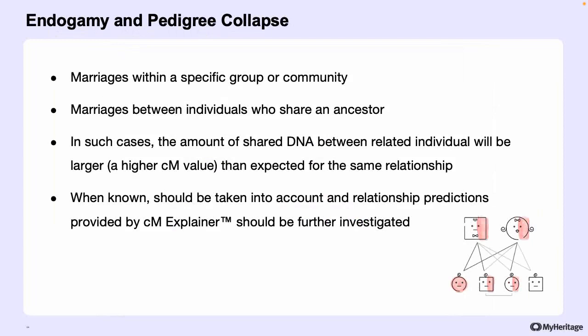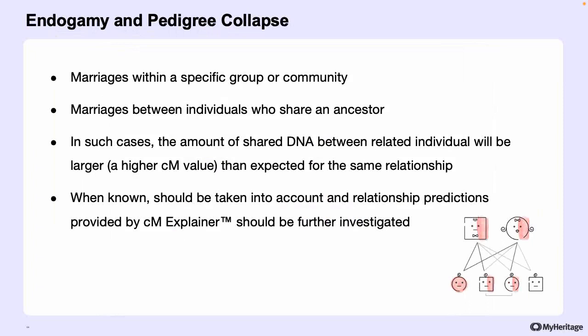And what happens when there are marriages and offspring inside the same community? It means the amount of shared DNA is higher. The same goes for marriages between individuals who share an ancestor. So, for example, when cousins have children, there is more DNA shared between their offspring. In such cases, the amount of shared DNA between related individuals will be larger, a higher cM value than expected for the same relationship. So a person might look closer.